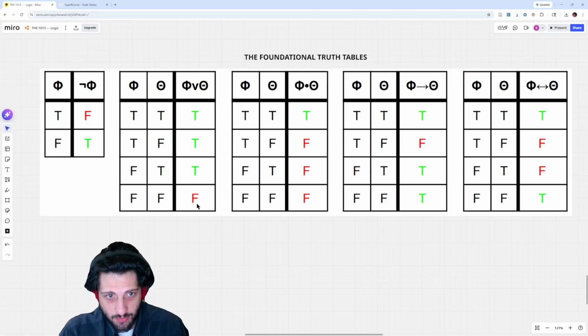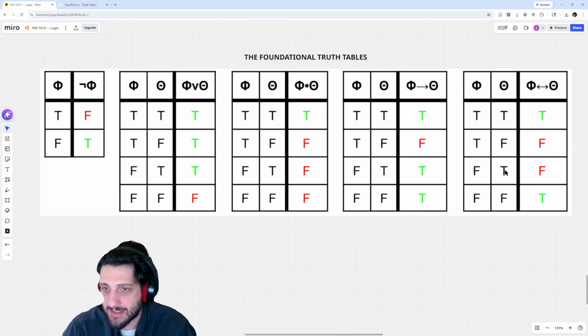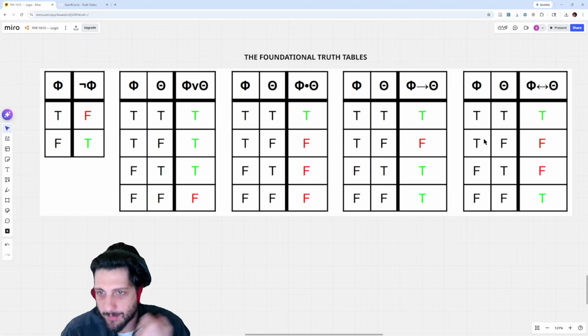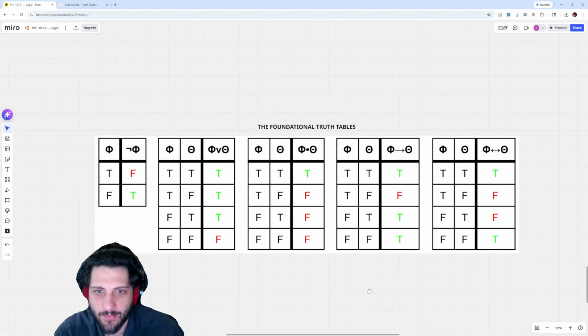We have our disjunction, which is always true unless both sides are false. Our conjunction, which is always false unless both sides are true. The conditional is true unless the left side is true and the right side is false. And the biconditional is true unless the two sides just disagree on their truth value. Right? The biconditional is true anytime they both have the same truth value.